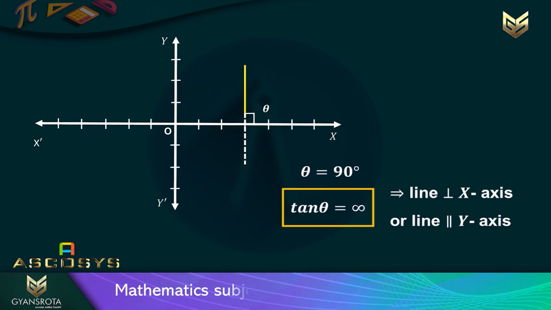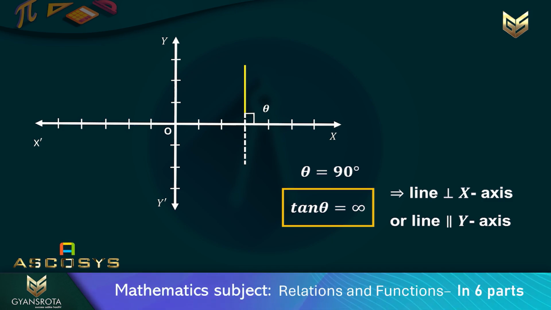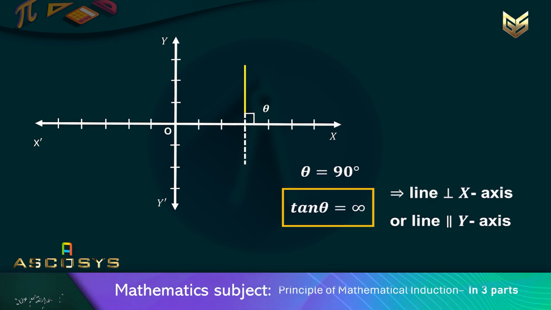And when tan theta is infinity, it should automatically come to your mind that your line is perpendicular to the x-axis. That means theta is 90 degrees. Or you can also say that your line is parallel to the y-axis.